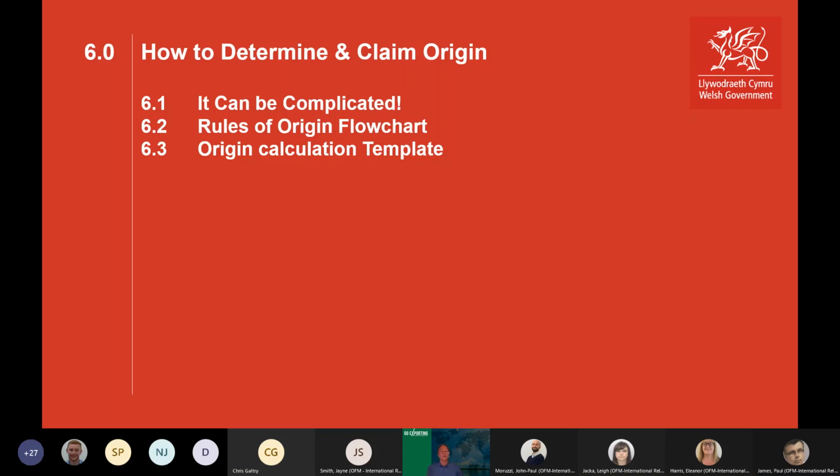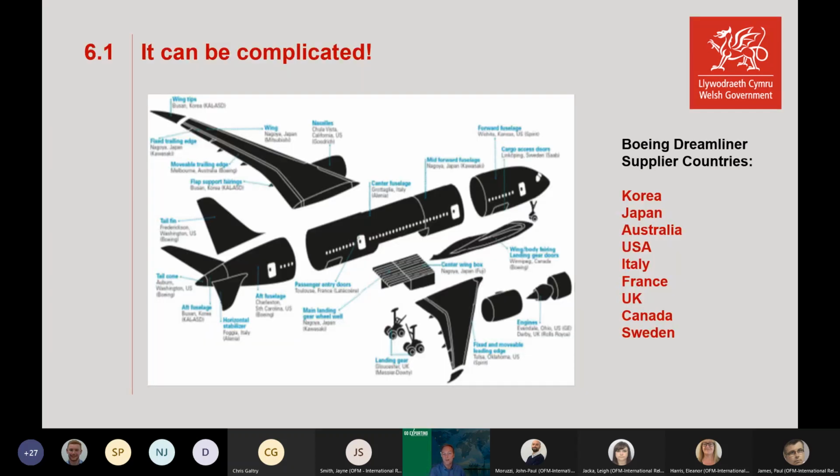So how do you claim origin? We've looked at this a little bit, but let's look at it in more detail. We've used this example, the Boeing Dreamliner. It can be very complicated. You've got 9 different countries supplying different components of different value to the overall product, and you need to work out what the final origin of that product is, the value added in the UK if it's been assembled here, and the processes that have been carried out here.